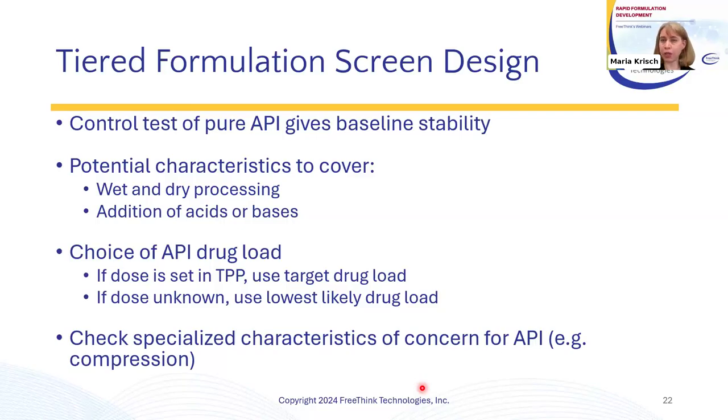This also means if you don't get adequate stability in that formulation, one way of improving it is to increase the drug load, right? Because if you get something that's on the edge of stability and then you increase the drug load, you're likely to find a stable product. And then depending on what you know about your API, there might be specialized characteristics of concern. So an example is things like compression have a very minor effect on many formulations, but occasionally you will find a case where it's important. And so if you had some indication that that might be important, you might want to include a comparison of, say, a blend and a compact.